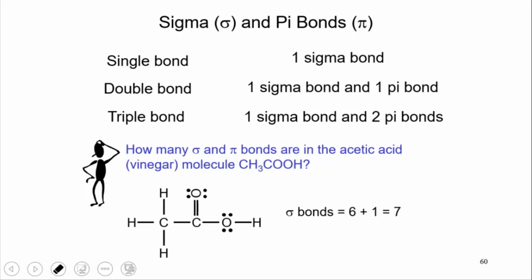Okay, let's look at pi bonds. Well, you're only going to have pi bonds where there are double or triple bonds. And in this case, as we saw, we had that double bond there. So that should include 1 pi bond. So the answer to the question, how many sigma and how many pi bonds are in acetic acid? There are 7 sigma bonds and 1 pi bond.